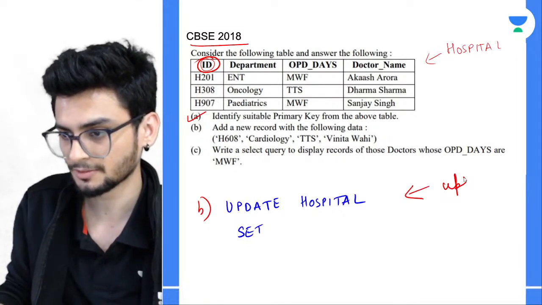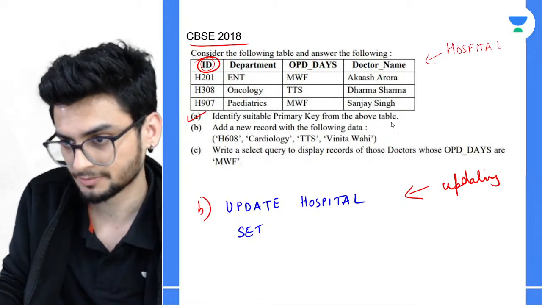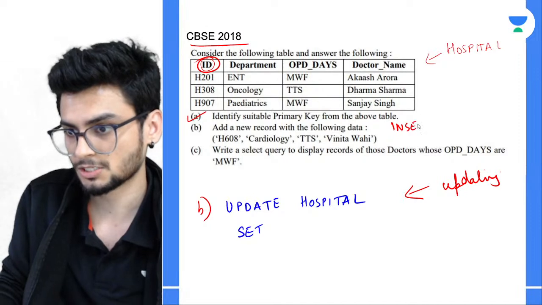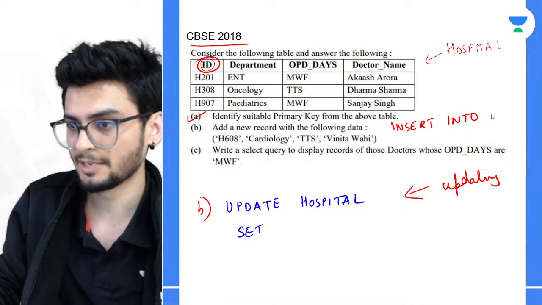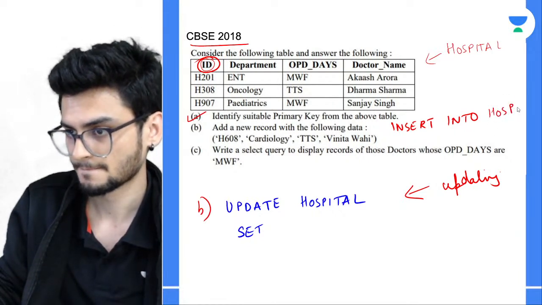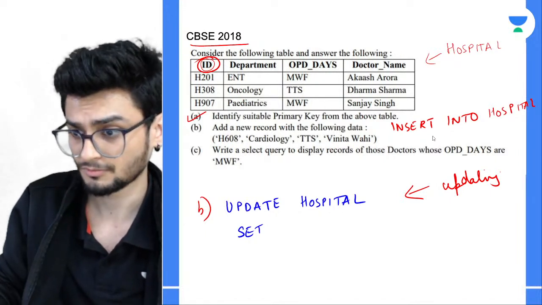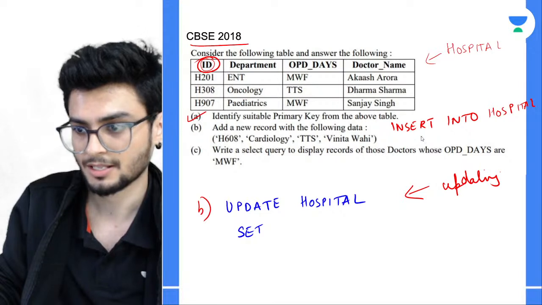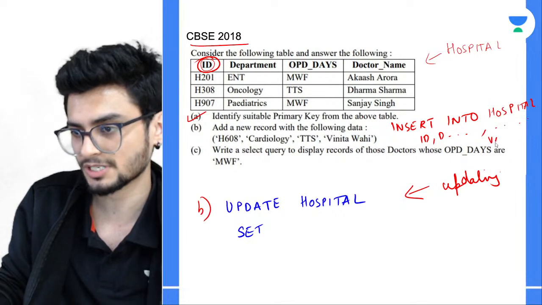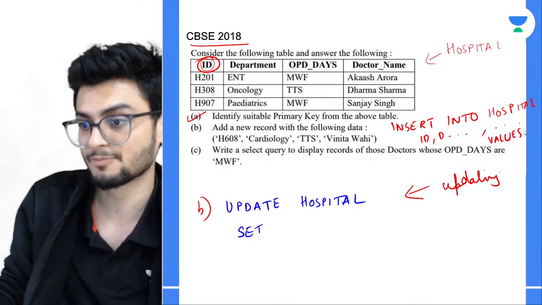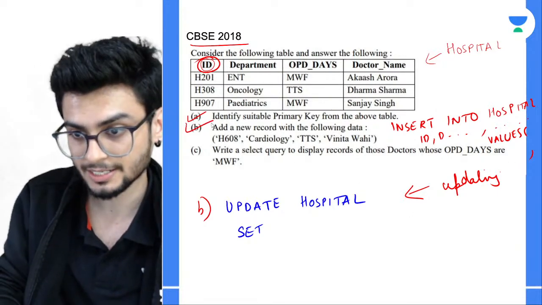The question was asking, you have to add a new record. So for this, we write insert into the table name, which is hospital. Then we write the column names, which are ID, department, OPD days and doctor name. After that we write values, and then we enter all the values, right? So this is how you can insert a record if you want to insert a record.